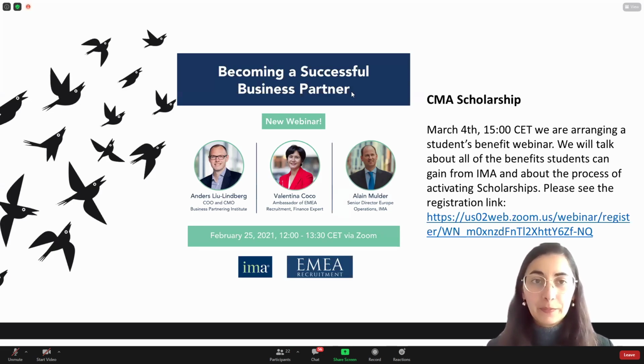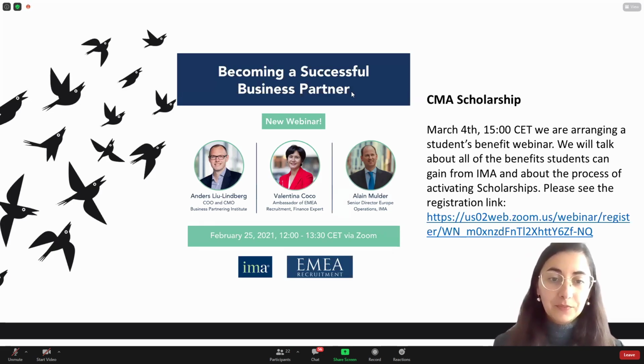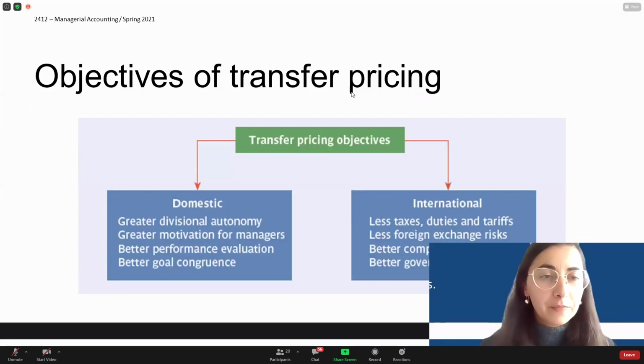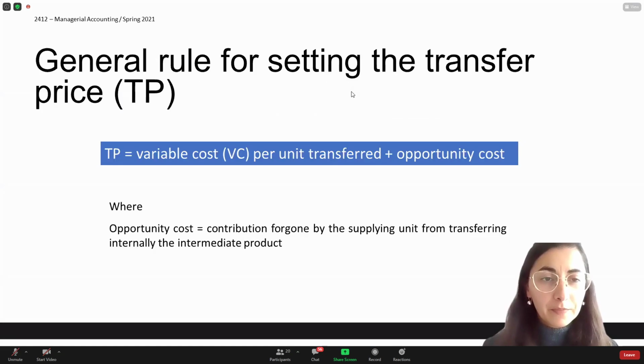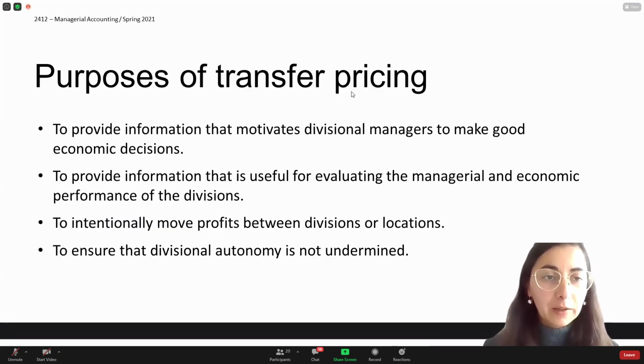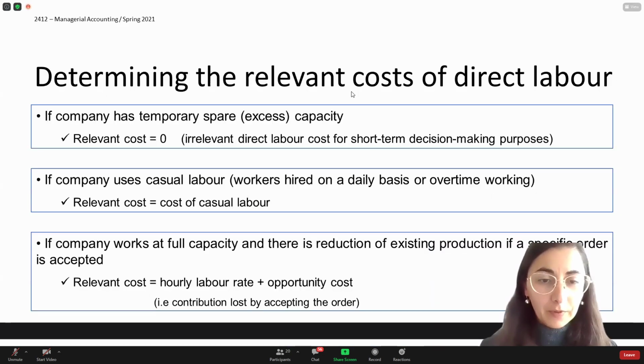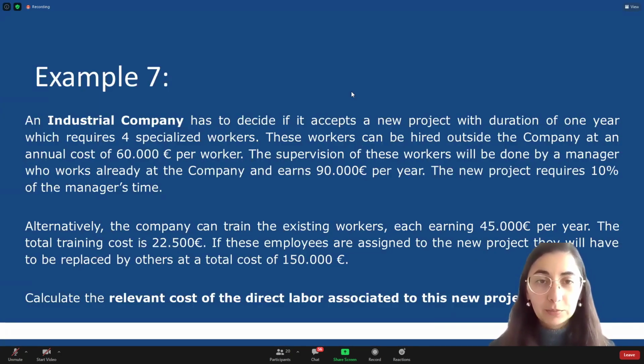Anyone else? No, everyone else is good. Any questions? Professor, I am confused about example 7. Example 7? Yes, the relevant cost. We had the two options, right? Let me go back to example 7. Okay, example 7. Yes, we have two options.